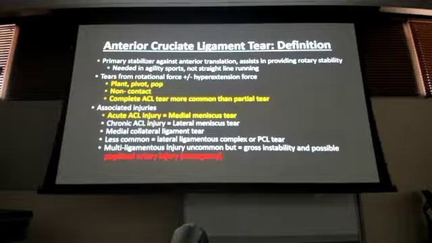Okay? What else is associated with it? Medial collateral ligament injuries, okay, MCL injuries. Okay? So it's a rotation, correct? It's a plant, pivot, and pop. Okay? The MCL is most commonly stressed in those types of motions and those types of forces. Okay? Less common is the lateral ligamentous complex or PCL tear. Okay? What is the lateral ligamentous complex? That is not the same thing as the LCL.